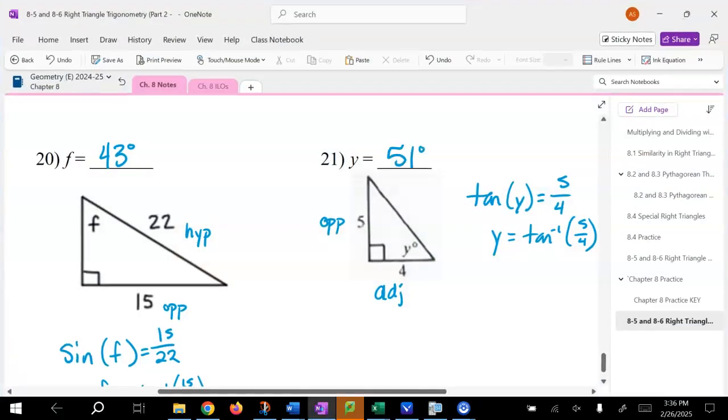You will only use the inverse of your trig functions if you are solving for an angle. We got through everything else in class. Come to early help if you have questions.